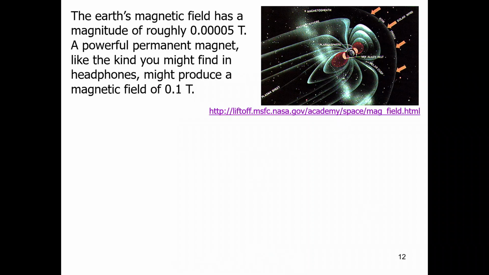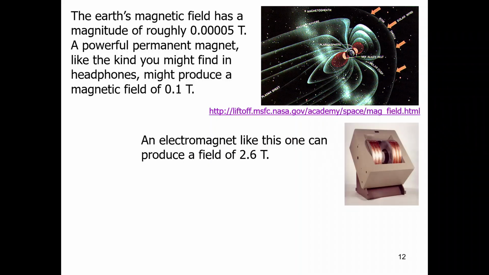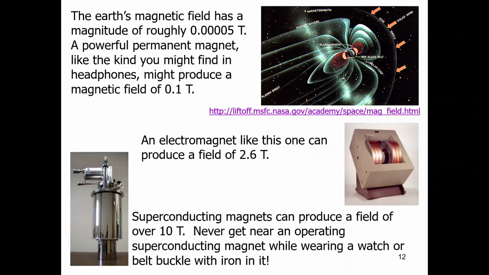You can see it's not perfectly shaped. It does have some different sized lobes based on the wind and the radiation belts. Stronger magnets, like you might see in your headphones, are about 0.1 Tesla. All headphones work based on magnetism, so there's a little magnet inside of your headphones. And a powerful electromagnet, like you might have in research, is about 2.6 Teslas. A superconducting magnet can produce fields over 10 Teslas.